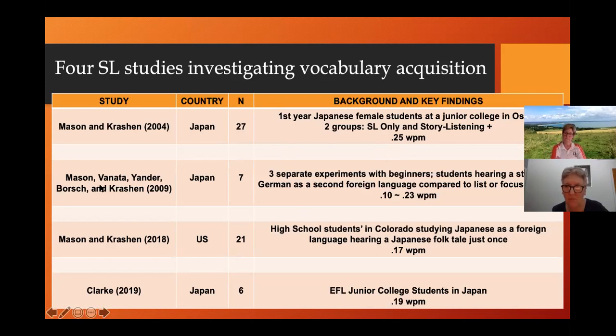Okay, so Mason, there was another study, Mason, Bonata, Yander, Borsch, and Krashen in 2009. This was also in Japan, seven students. But these students were actually students who were hearing a story in German. So they were Japanese students who were hearing a story in a language that they had, a second foreign language that they were beginners with. And there were three separate experiments done. And the rate of vocabulary acquisition from story listening ranged from 0.10 to 0.23 words per minute.